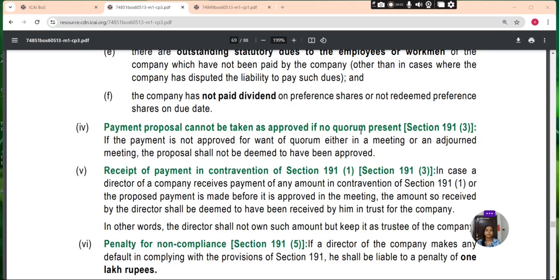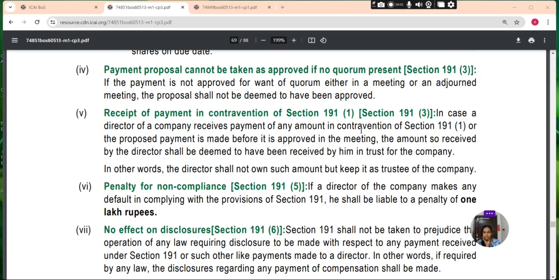उसके बाद what will be the payment proposal cannot be taken as approved if no quorum present. If the payment is not approved for the want of quorum, अगर जो payment है वो approve नहीं हुआ for want of quorum either in a meeting or an adjourned meeting, the proposal shall not be deemed to have been approved. What will be the receipt of payment in contravention of Section 191? In cases the director of a company receives payment of any amount in contravention of Section 191, the proposed payment is made before it is approved in the meeting.